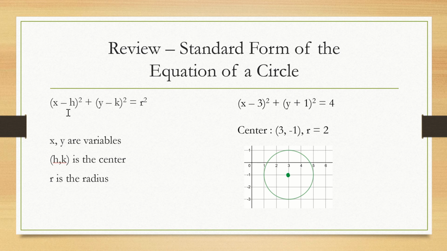Okay, so real quickly here, just a review of what we learned in lesson 8A. This is the standard form of the equation of a circle, right? So for example here, this is in standard form. The center would be the opposite of -3 and the opposite of 1, which is (3, -1). The radius would be the square root of 4, which is 2. So you can use that information to graph your circle, kind of like I did here. Okay, so that's the standard form of the equation of a circle.